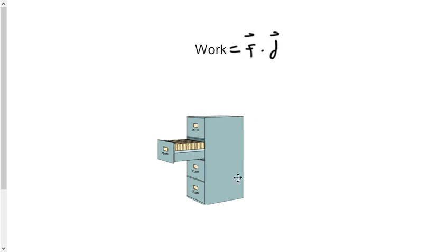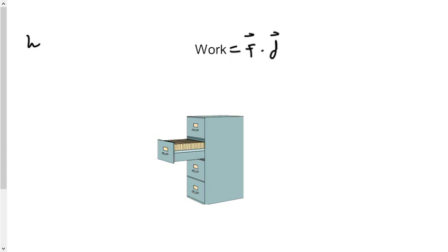So I've got a file cabinet here. If I apply a force and I pull that maybe 2 meters versus a force and pull it 15 meters, it'll take more energy or work to pull it 15 meters versus the 2 meters. So conceptually, work is how much force I apply multiplied by how far I actually travel with that. But what does a dot product mean?